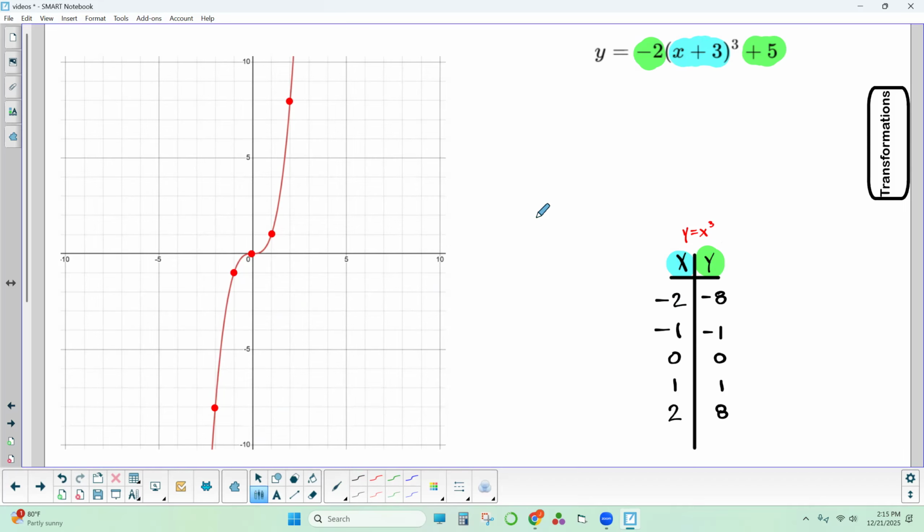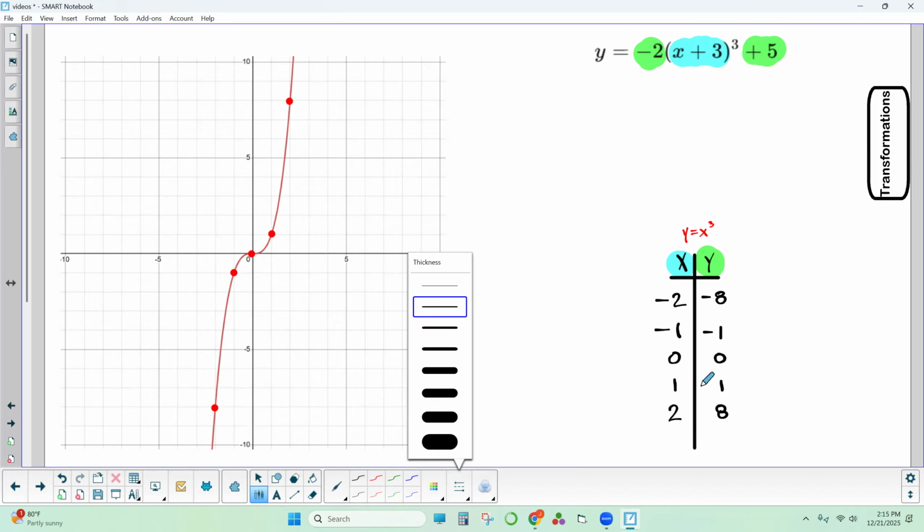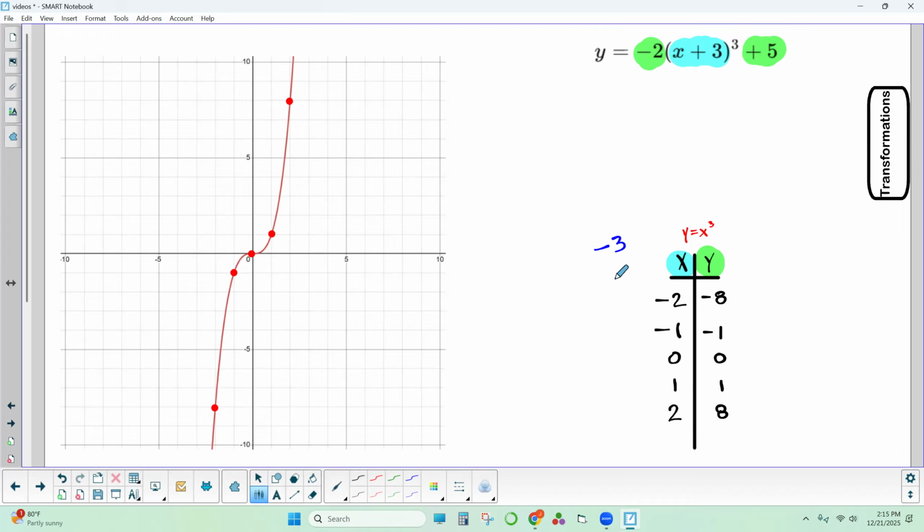Remember, with horizontal transformations, we must undo what's happening inside the function. So we apply the inverse operation to the x values. It appears as x plus 3, so to undo that, we do the inverse operation, which is to subtract 3. I'm going to come to my x column and subtract 3, and I just write my rules up here for what I'm going to apply to the table. Then for the vertical transformations, you're going to multiply by -2, which I'll put in parentheses to show multiplication, and then add 5 to my y values.